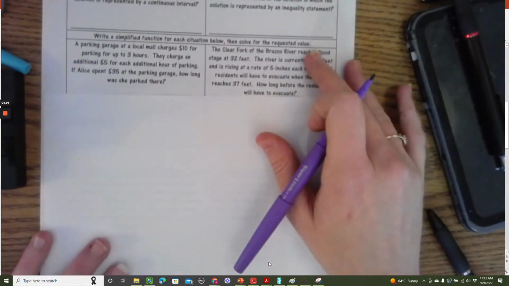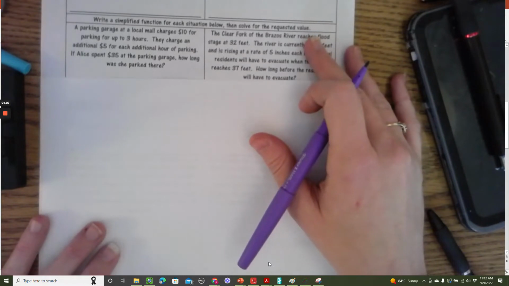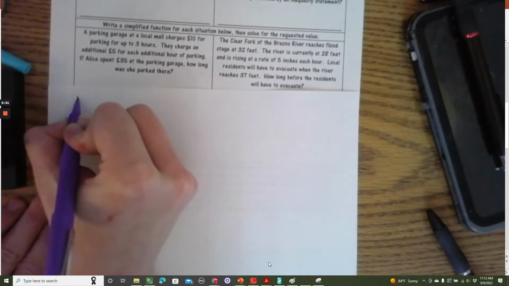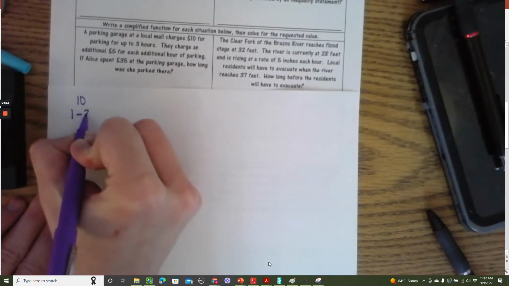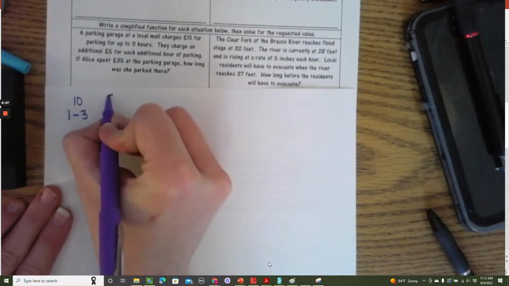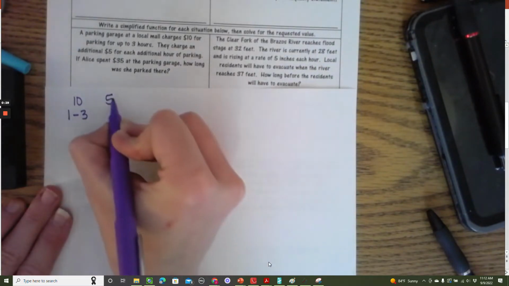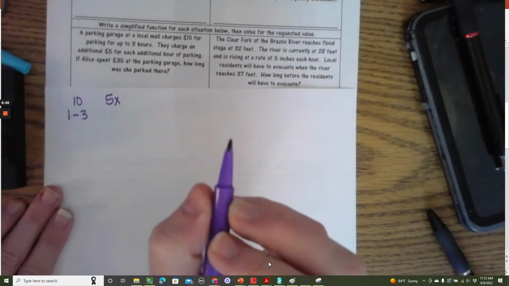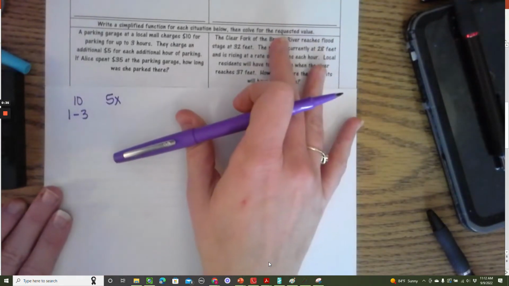All right, here we go. A parking garage at a local mall charges $10 for parking up to 3 hours. So that means $10 for hours 1 through 3. They charge an additional $5 for each additional hour. So however many hours. And then it says if Alice spent $35, how long was she parked there?